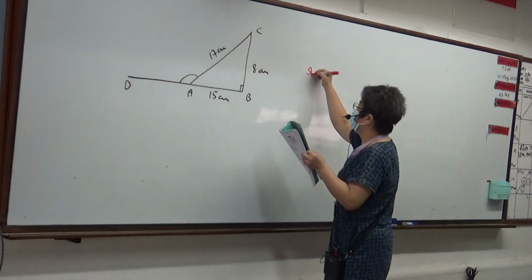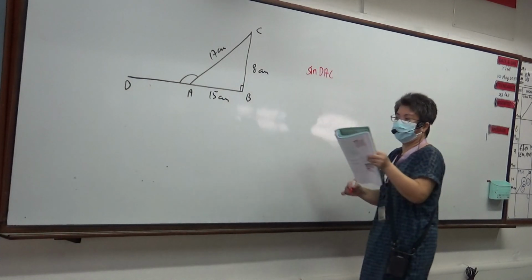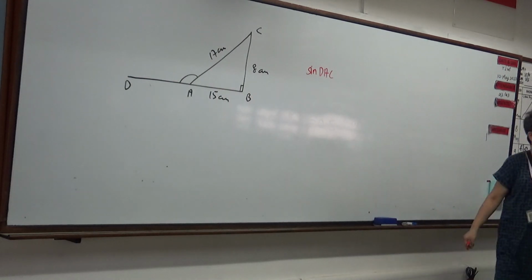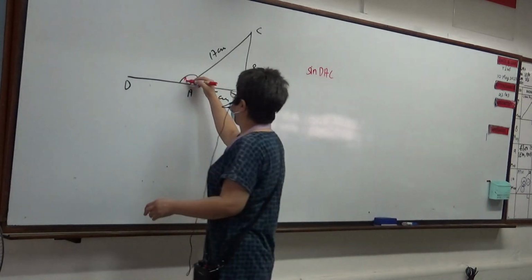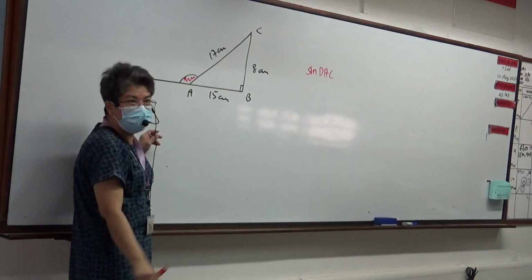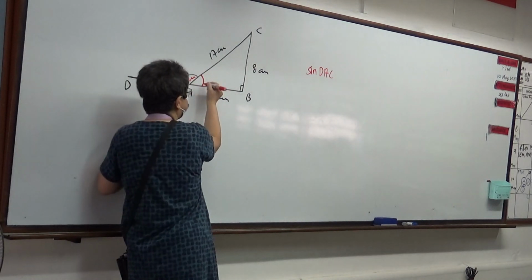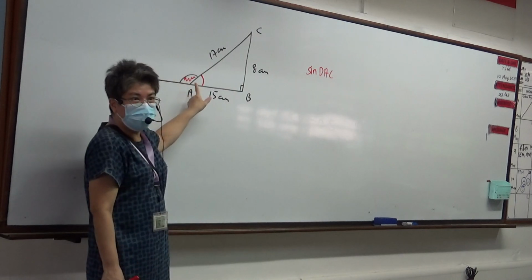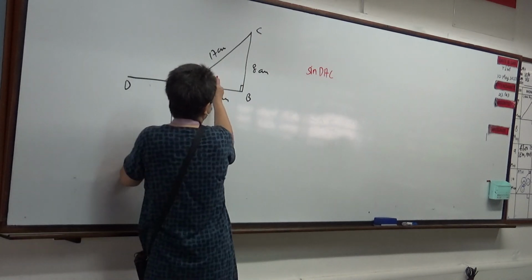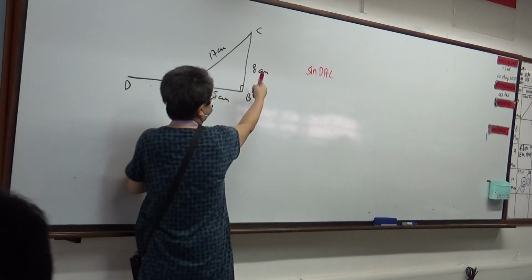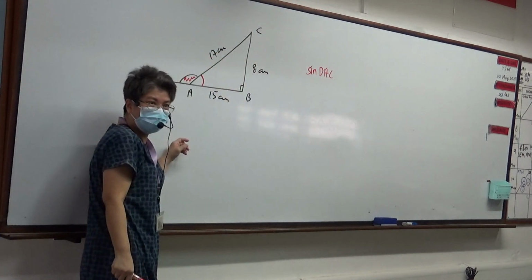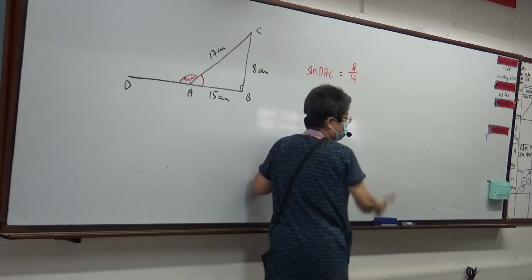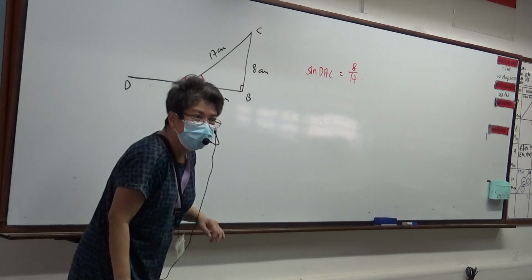They want you to find sine DAC. Look up. Where is DAC in the first place? DAC is this one, right? Do you agree it's an obtuse angle? This sine will be the same as this sine, right? Because these two add up to 180. Now, what is sine of this? 8 over 17, correct? So sine of this will also be 8 over 17. Agree, class?